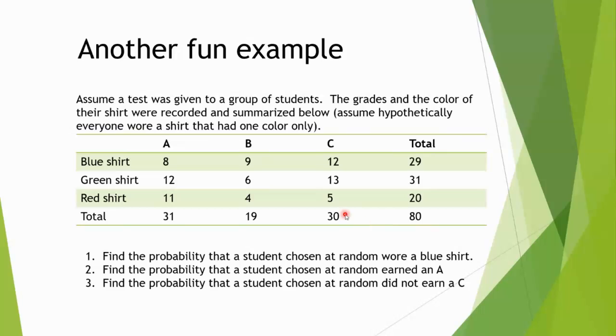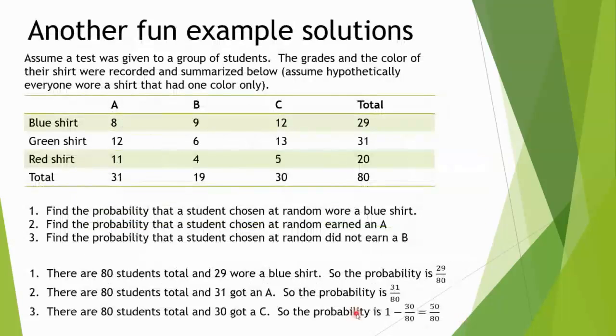Well, there are 30 students who earned a C, right? So that event of choosing a student who earned a C, there's 30 ways that can occur. There's 80 students altogether. So we would have 30 over 80, but we want the students who did not earn a C. So we would do 1 minus that, which is, as you can see, 1 minus 30 over 80, which is 50 over 80.